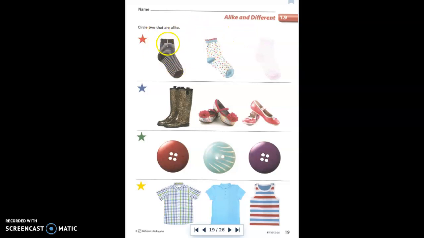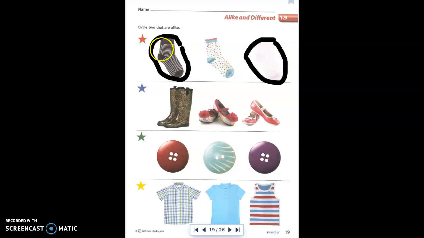Now, I have a black stripy, I have a polka dotted one, and I have a purple stripy. You can barely see my purple stripy one on the computer, but on your page it should be more clear. So, stripe, polka dot, stripe. I have two stripy socks. So I'm going to put the stripy socks in a group. They don't match perfectly, but they are alike because they're both striped.